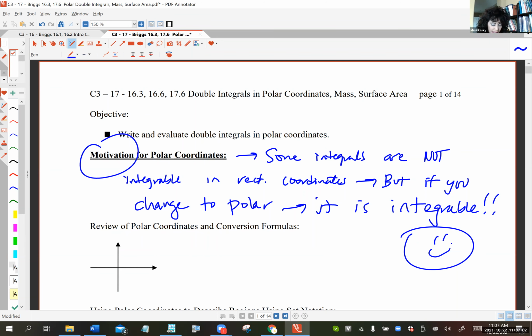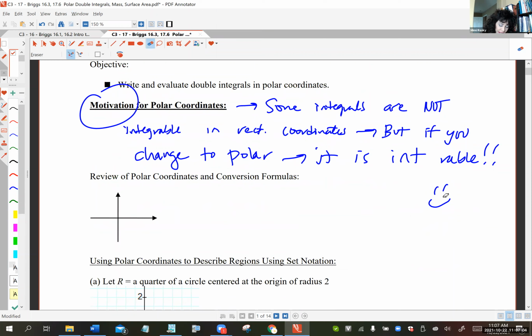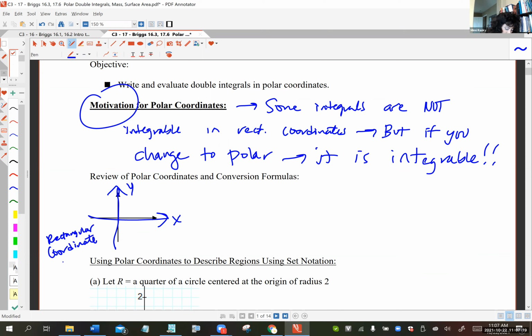Could happen. Okay, let's do a review of polar, shall we? Because I'm worried some of you may have forgotten your polar. So here's the deal. This is going to be the rectangular coordinate system that you already know and love. You got the x-axis, you got the y-axis, fine. And let's say you have a point P here in the rectangular coordinate system with the ordered pair x comma y, locating your point. Fine.